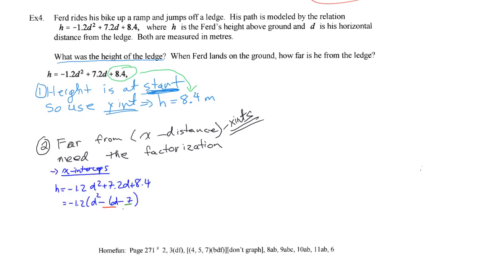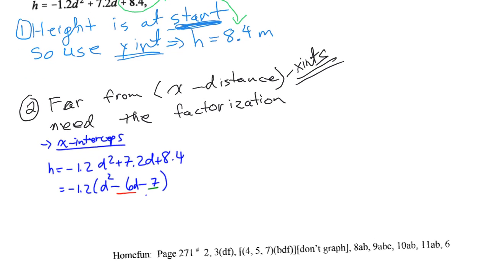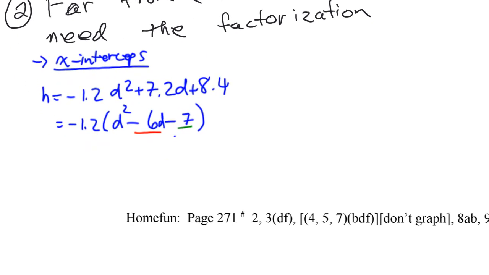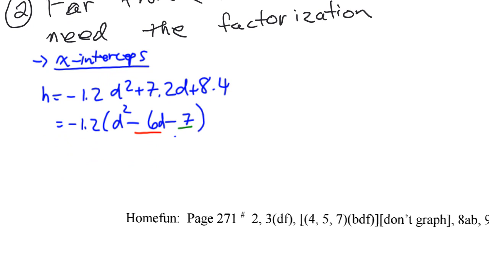Now, let's make sure that we focus on just the factorization. You have to understand we're trying to find the X-intercepts, right? So we have negative 1.2 d squared plus 7.2 d plus 8.4 as the original equation, right? Then what we're going to do is pull off the negative 1.2, which is on the d. So you're left with this.